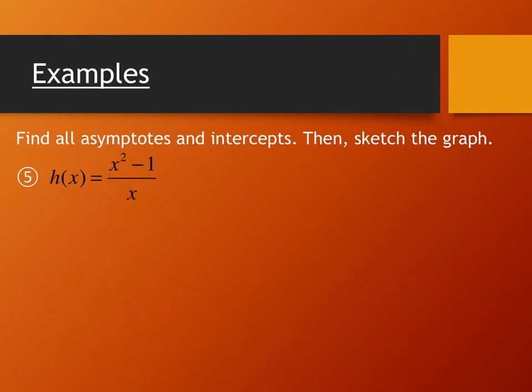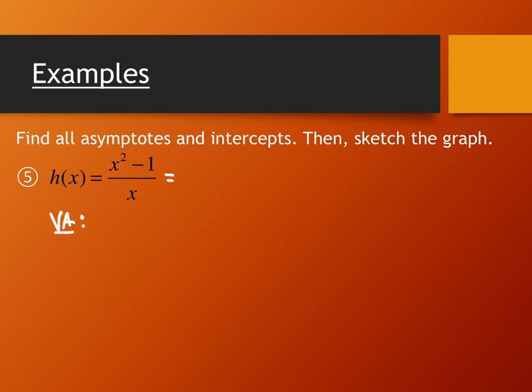All right, let's try another one. Find all asymptotes and intercepts, sketch the graph, same directions. So let's start with vertical asymptotes. Actually, with our vertical asymptotes, we know that we have to see if we can simplify anything. We know we're not going to be able to simplify anything on this one because the x in the denominator doesn't have any way of simplifying with the x squared minus 1 in the numerator. Remember, you don't simplify terms, you simplify factors.